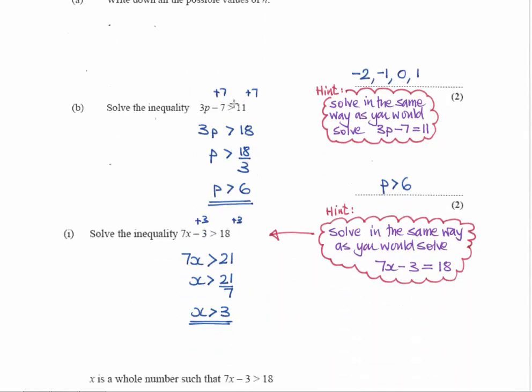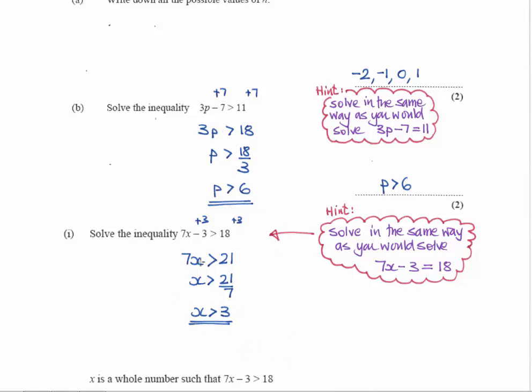Here, you're solving an inequality. 3p minus 7 is bigger than 11. Remember, we've done these on our homework sheets. And you solve them in exactly the same kind of way as you would if you had an equation that said 3p minus 7 equals 11. However you would solve that is exactly how you would solve this. It's just that you have a bigger than sign rather than an equal sign. So if this said 3p minus 7 equals 11, you would do these steps and the answer would be p equals 6. But it's a bigger than sign, so the answer is p is bigger than 6.